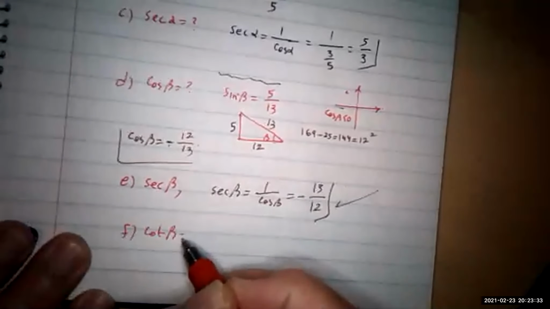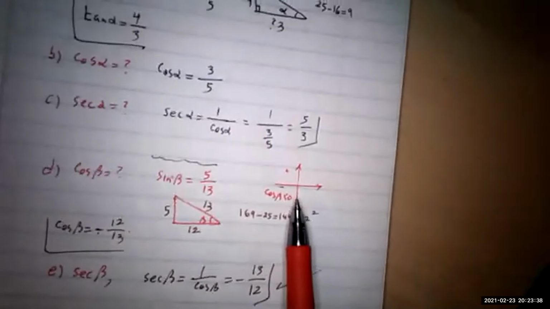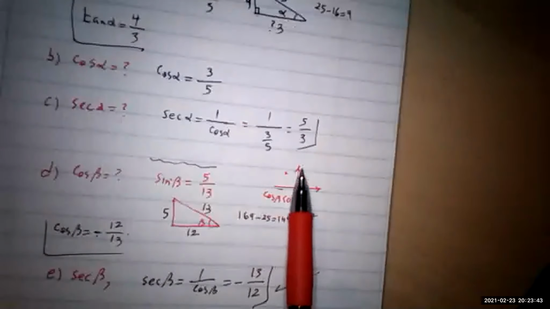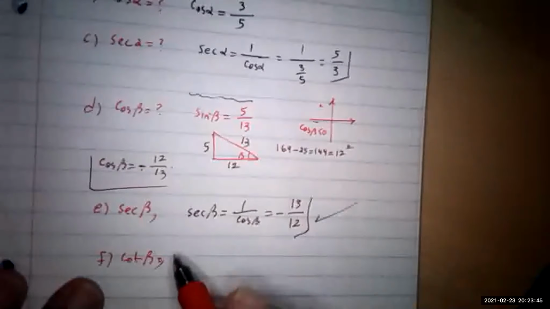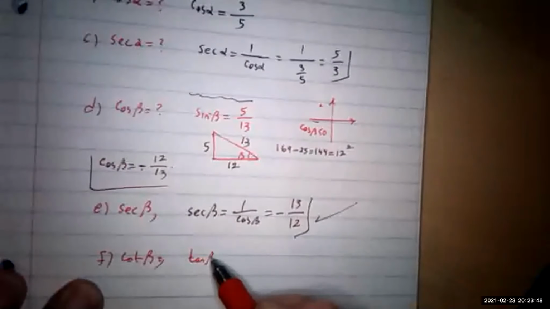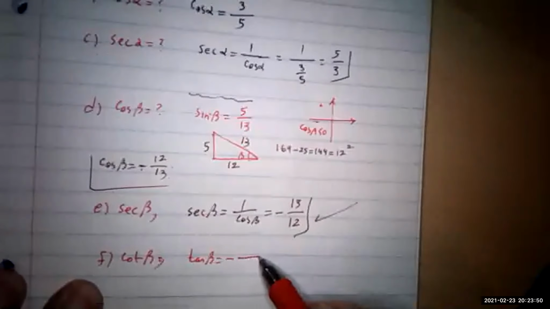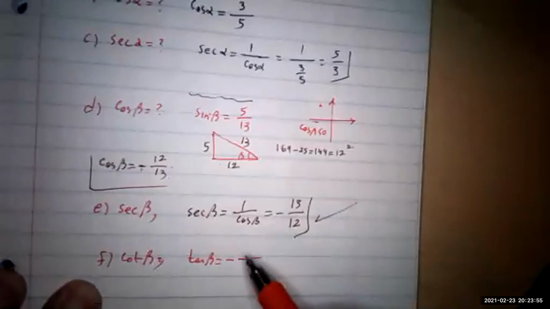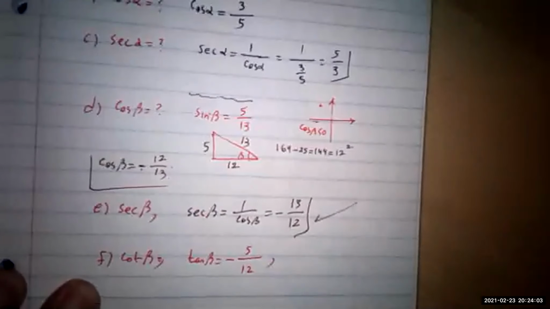Part F is cotan. Cotan of beta, okay? So you better find tangent first. And remember, you are in the second quadrant, so the tangent is negative, because sine is positive and cosine is negative. So we use the tangent of beta, but we write the negative sign first, then opposite over adjacent, 5 over 12. But you want cotan, the reciprocal. So the reciprocal of the tan would be cotan.